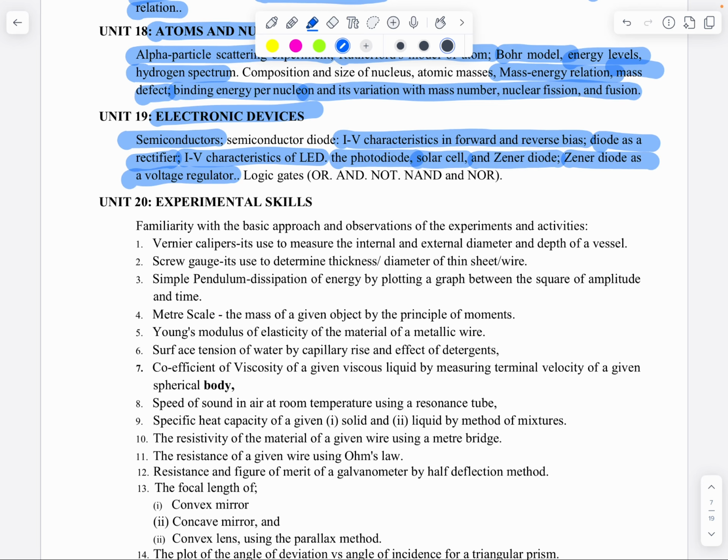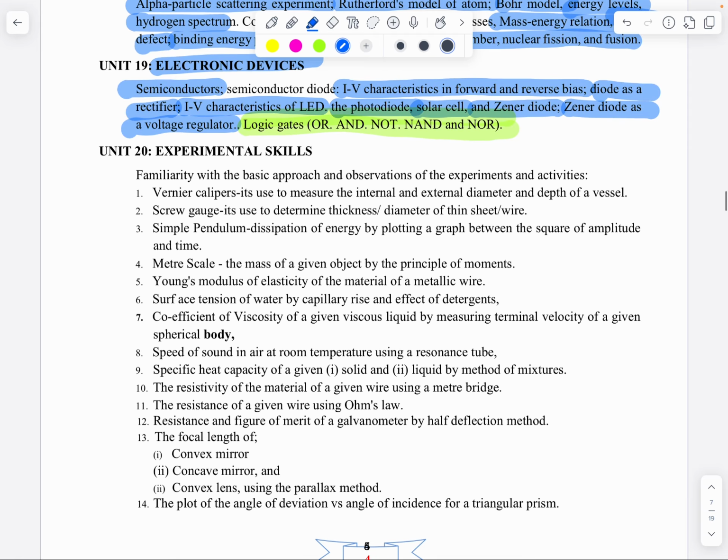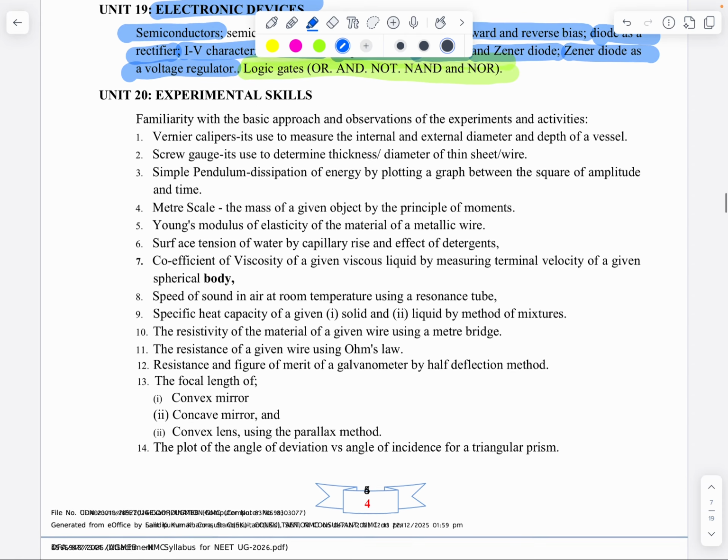Also, the important topic of this chapter is logic gates. Logic gates is asked very frequently and it's a very easy topic. So it's a very scoring chapter, the semiconductors.